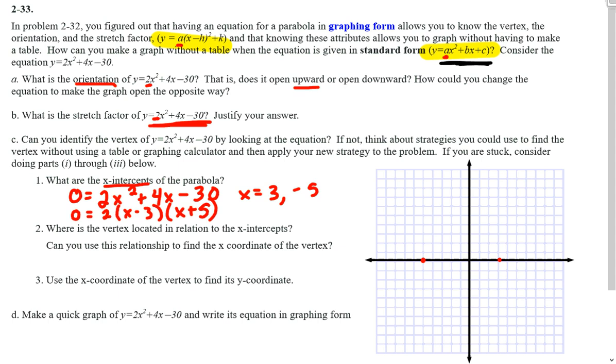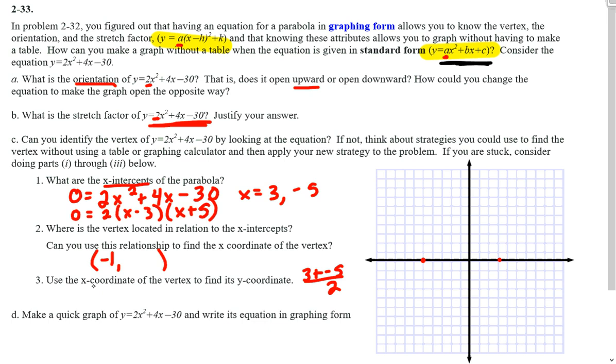Where is the vertex located in relationship to these 2 x-intercepts? It's halfway in the middle, remember? So everything's symmetric, so I need to find what's halfway in the middle. How do I find something that's halfway in the middle? The average. You could count boxes, okay, 1 in, 2 in, etc. But otherwise, we're trying to find halfway between, which is averaging. So what I'm going to have to do is 3 plus negative 5 divided by 2. So that gives me negative 2 divided by 2. So therefore, the x value of your vertex is at negative 1. We don't know what the y is yet, but we do know our x value is at negative 1.